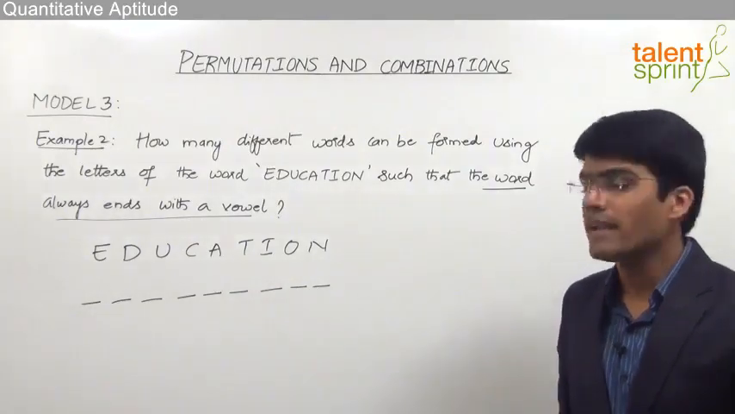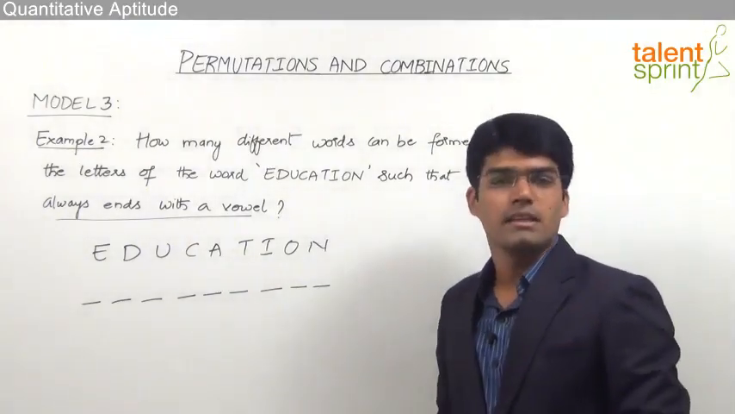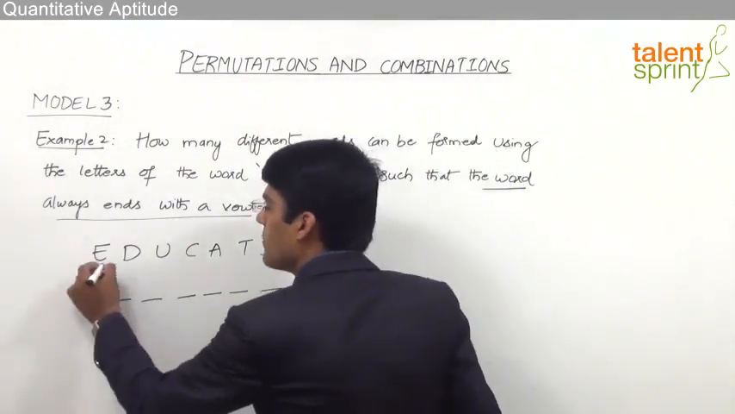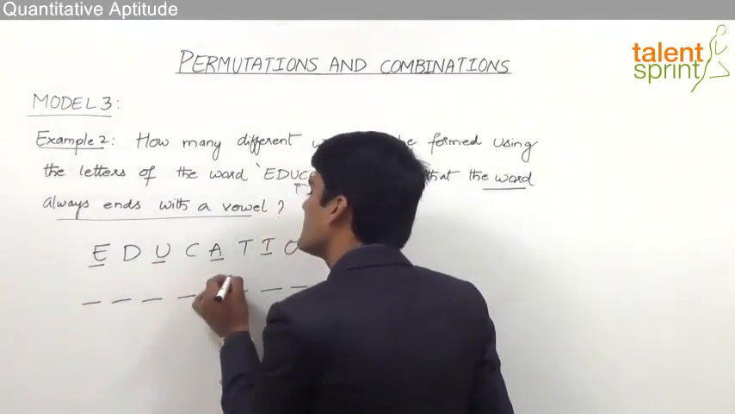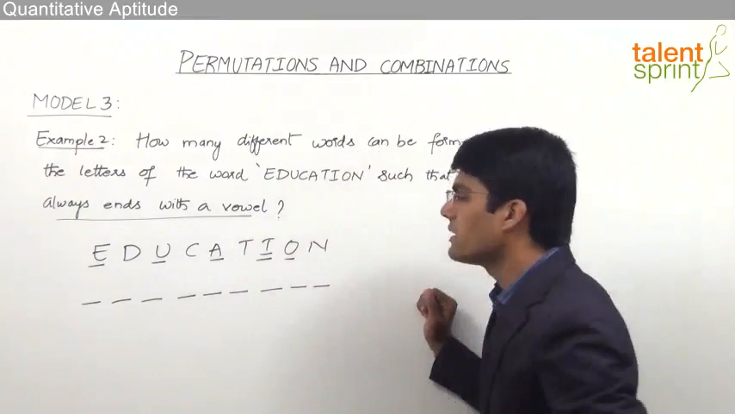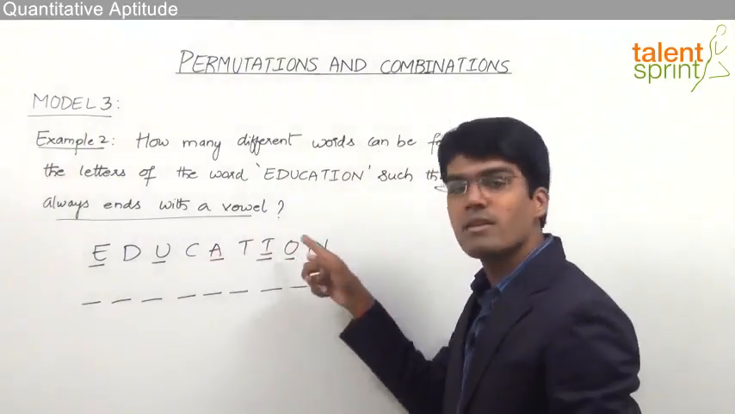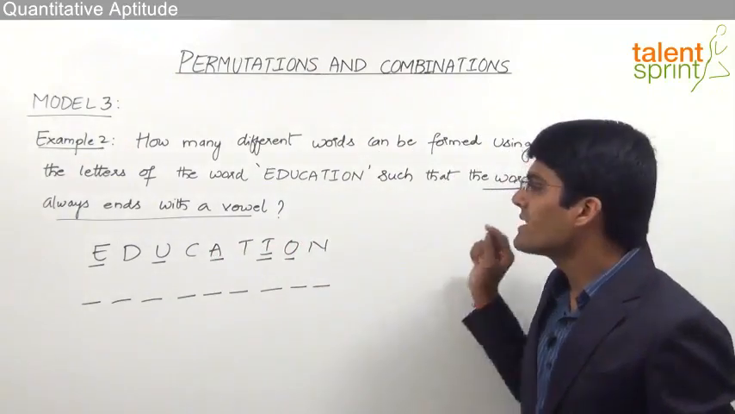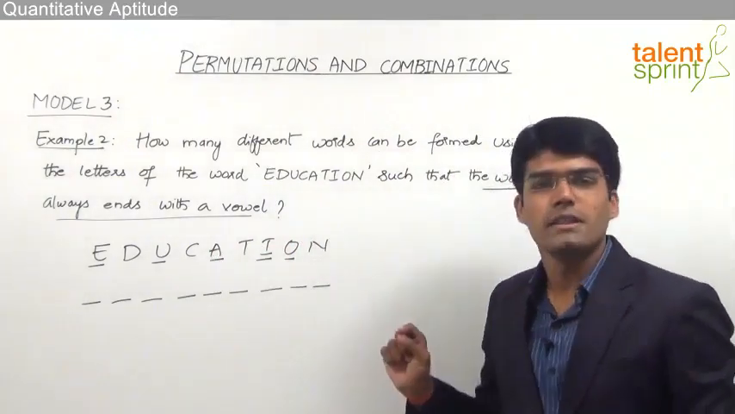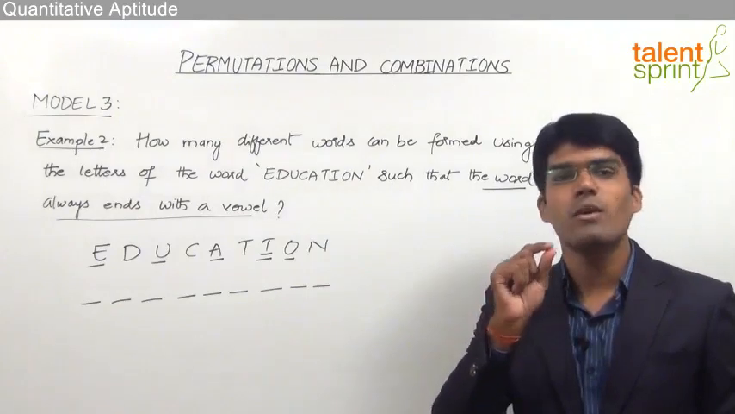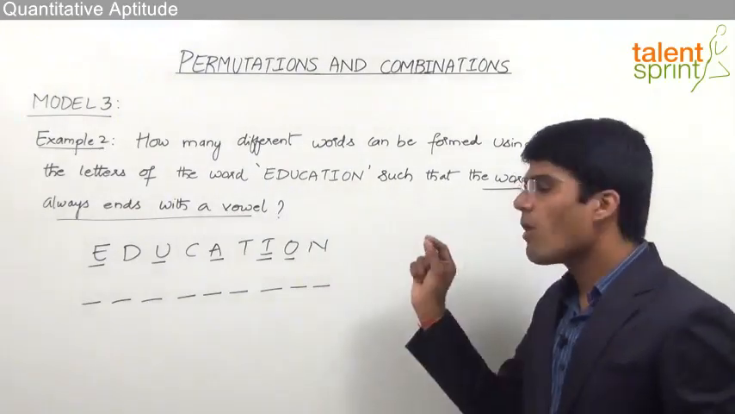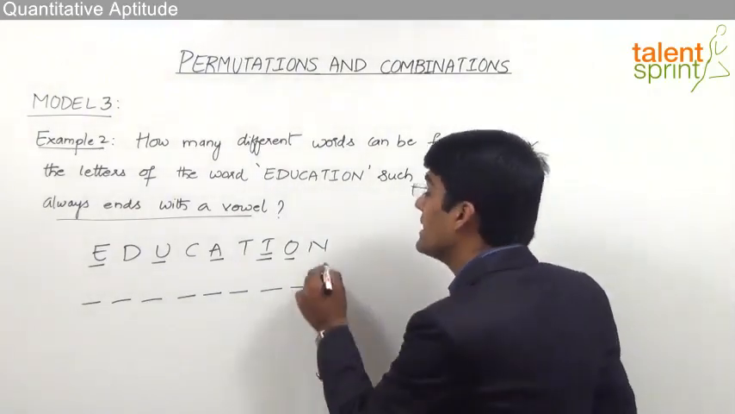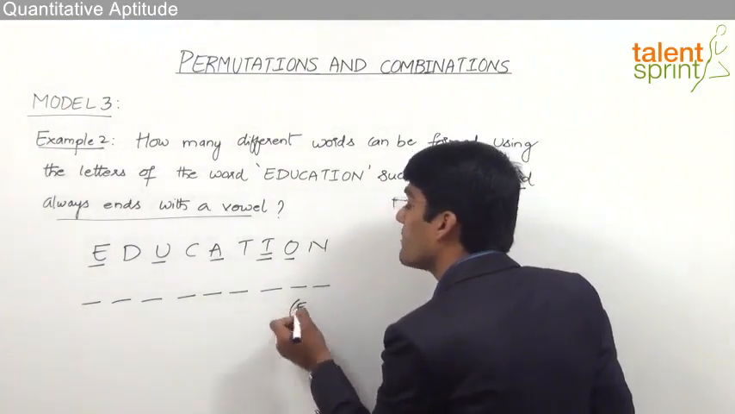So first of all, let us find out how many vowels there are in the given word. Here E is a vowel, U is a vowel, A is the third one, and I and O are the other vowels. So we see that all 5 vowels are available in the given word: E, U, A, I, O. Now as the question says, the word should end with a vowel. Here the particular vowel has not been specified. It can be any of these 5 vowels. So we can say that the last position can be occupied by 5 different letters.